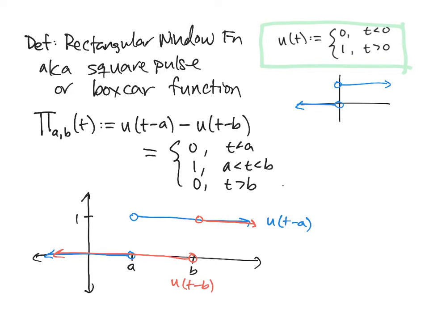And then in green, we will do the difference. So if we're to the left of a, we get blue minus red is 0. If we're between a and b, then blue minus red is 1 minus 0, so that's 1. And if we are bigger than b, then blue minus red is 1 minus 1, and we're back down to 0. So this is capital Pi a comma b of t, okay?